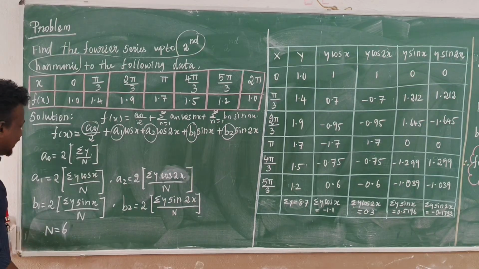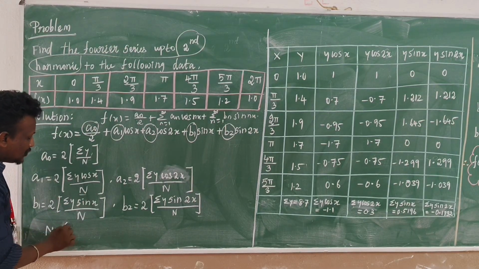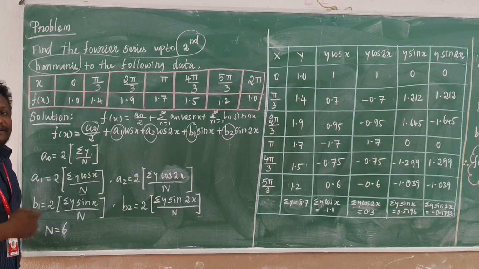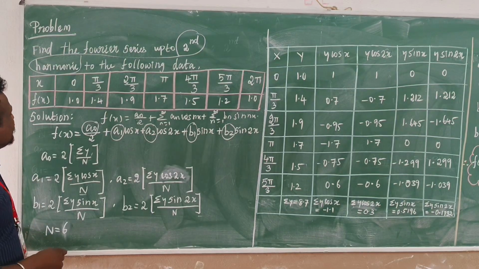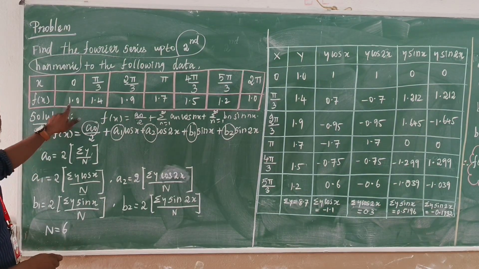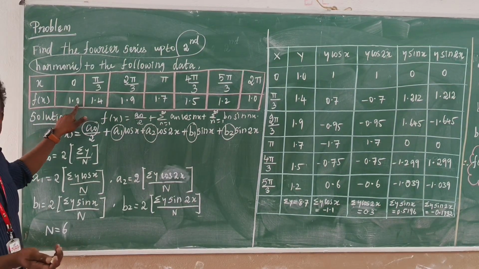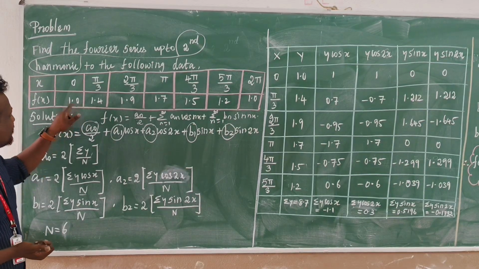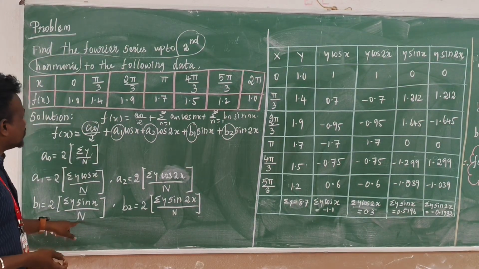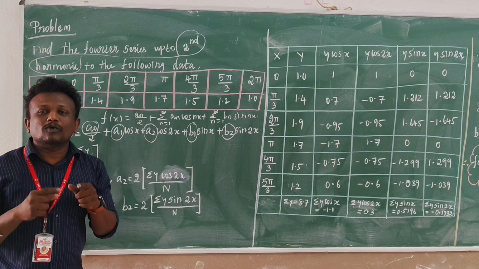Look at one more thing in this formula. Here we have to know the value of capital N, which is the number of outcomes in your f of x. Here we have to check one more thing.